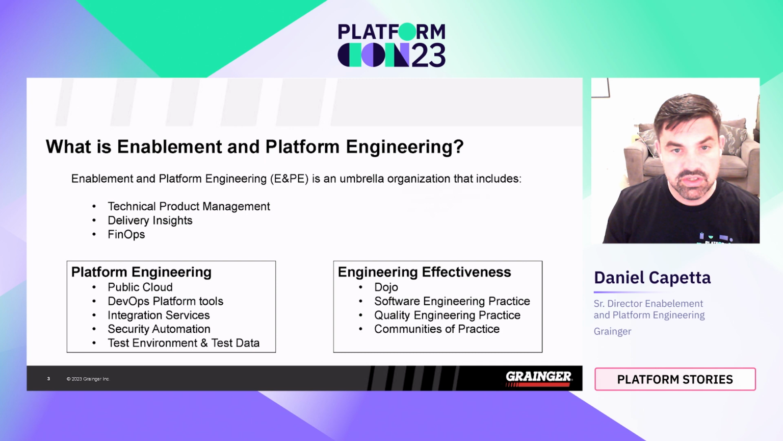Enablement and Platform Engineering is an umbrella organization that includes technical product management, which has responsibility for integrating product roadmaps across the 20 plus products that we offer. Our delivery insights organization collects different telemetry and data from our software engineering capabilities and our agile management capabilities so that teams can take that data and understand how they can continually improve their processes.